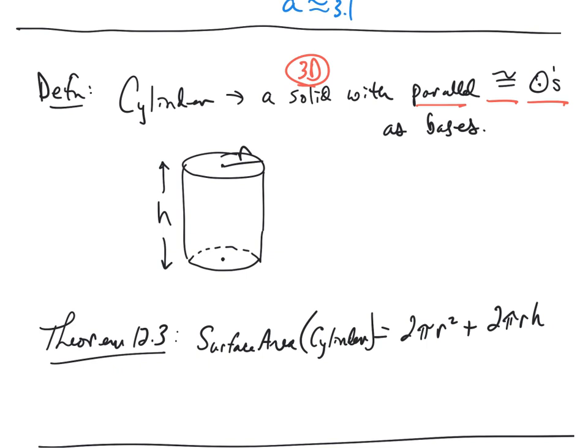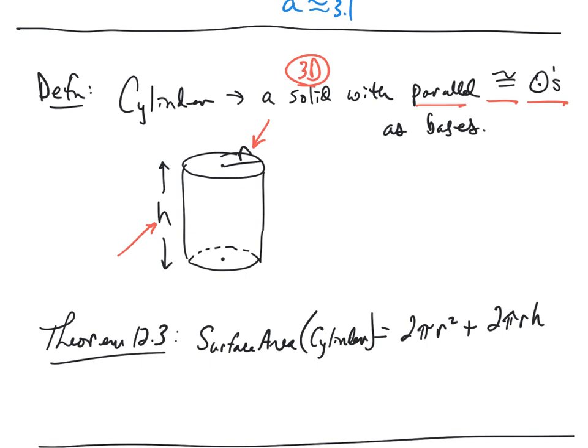And the two numbers that we're going to be concerned with, I've drawn you an example here. The two numbers we're going to be concerned with are the radius of the circle and the height between the two circles, the height of the cylinder. Okay? And then the theorem I need everybody to get down is that the surface area of a cylinder is going to be given by 2 pi r squared plus 2 pi rh.